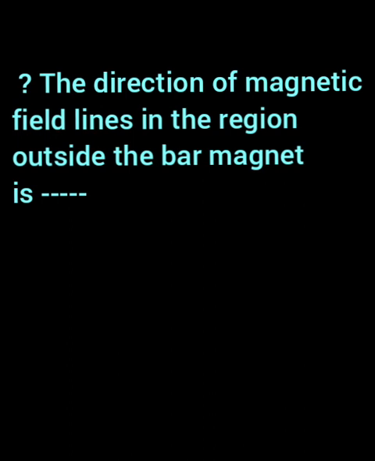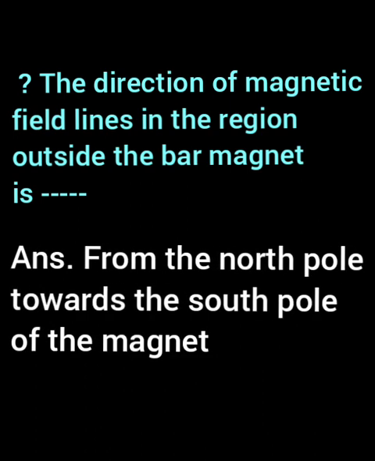Next question: the direction of magnetic field lines in the region outside the bar magnet is. Here it is given outside the bar magnet, so the correct option will be from the north pole towards the south pole of the magnet. If inside is given, then the opposite will be the answer.